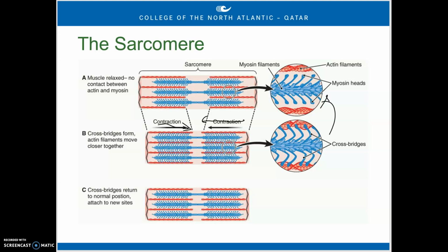And then, of course, if the action potential is still there, the signal is still there to contract, then we'll have that formation of cross bridges again, and the myosin heads will move back and make the muscle go even shorter. So we'll go around and around in a circle between these two different configurations as long as the central nervous system is telling the muscle to contract.